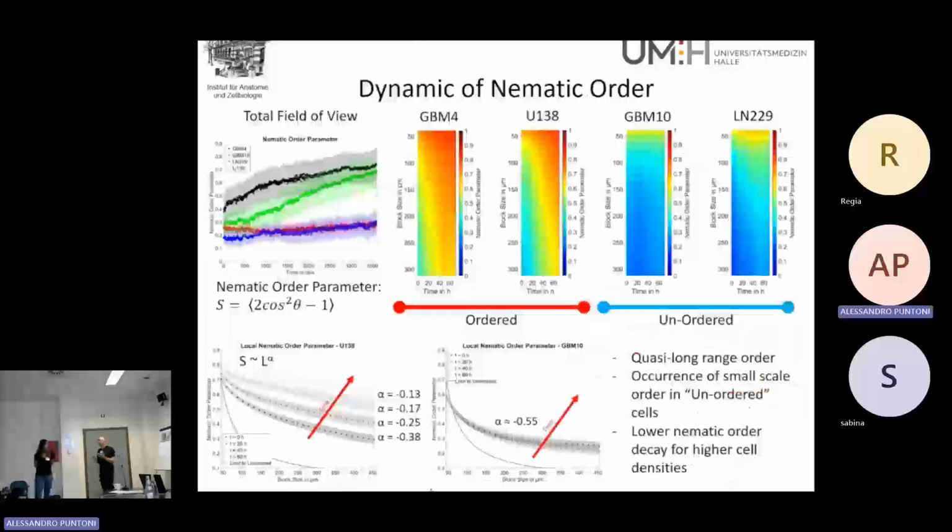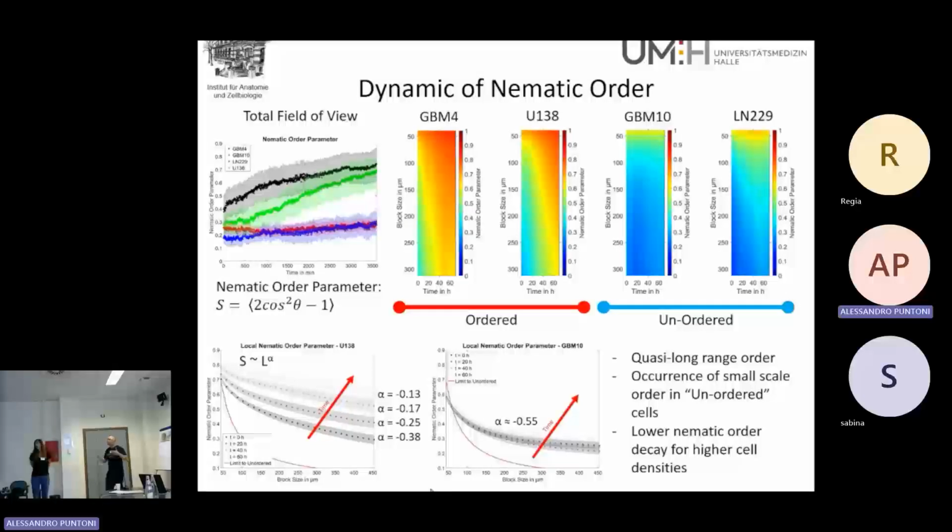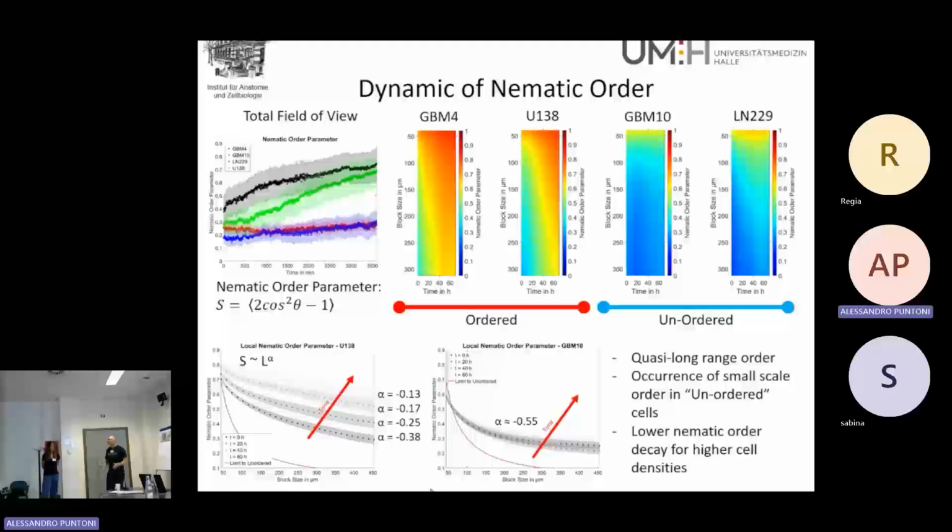Thank you. Convergence of order cannot, under these results, be only dependent on cell density. So there have to be other ongoing dynamic processes involved. What they are, a different story.